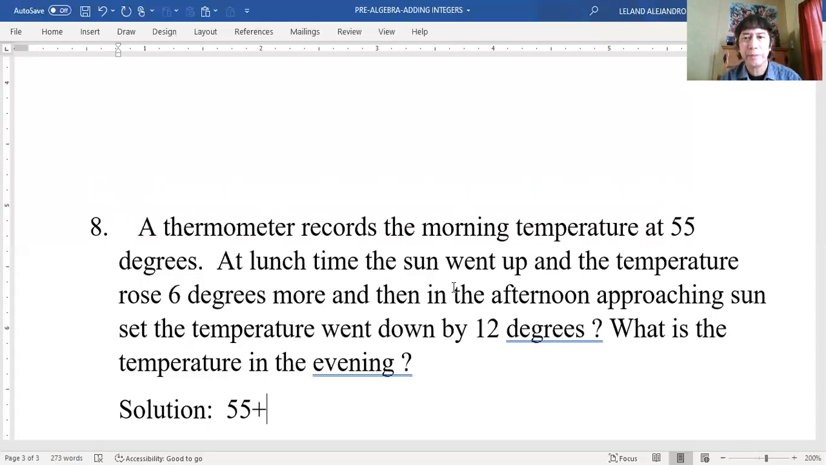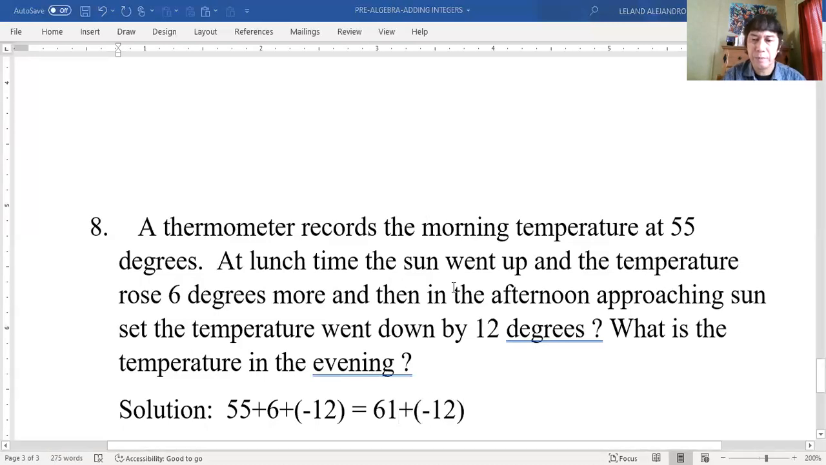And then we add at noon, it went up by 6. And then it went down in the afternoon by 12. So this will be our working expression, and we shall complete the answer. So we will add the positives, 55 plus 6, that should be 61. And then we add the negative. And this should give us 49. So this will be 49 degrees.